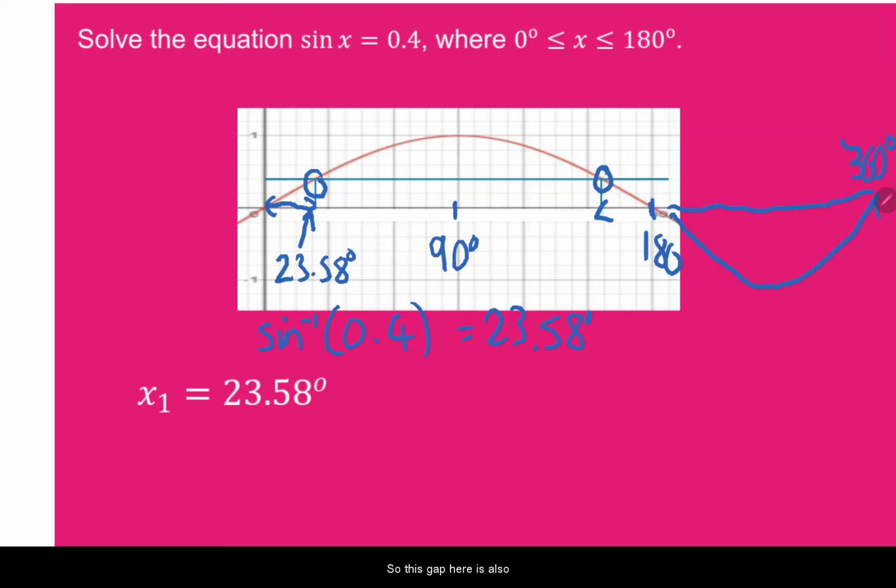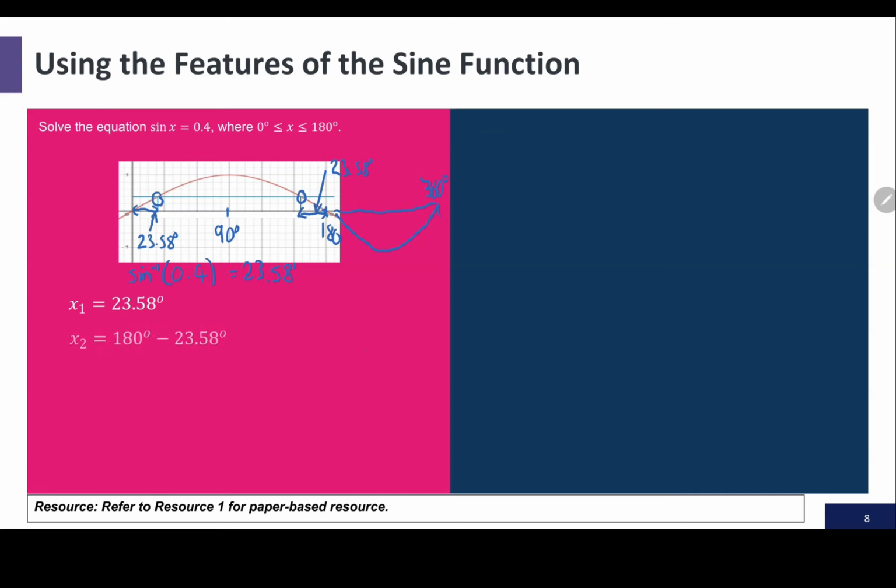So this gap here is also 23.58. So the second solution will be 180 subtract 23.58. So my second solution is 156.42. And there are the two solutions written in order.